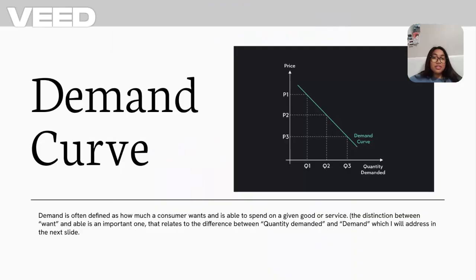Demand is often defined as how much a consumer wants or is able to spend on a given good or service. This distinction between want and able can help us better understand the difference between quantity demanded and demand.